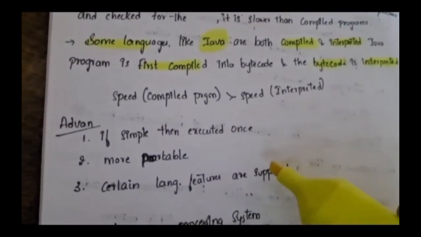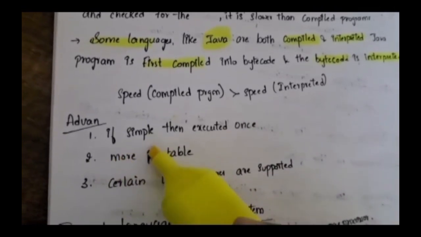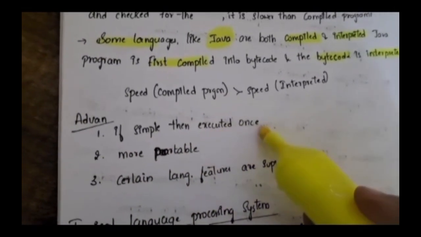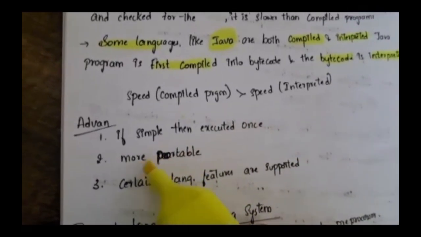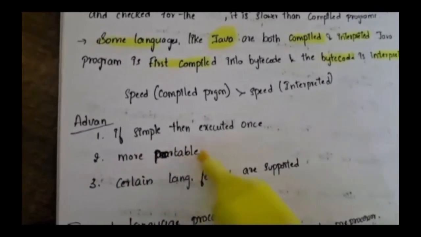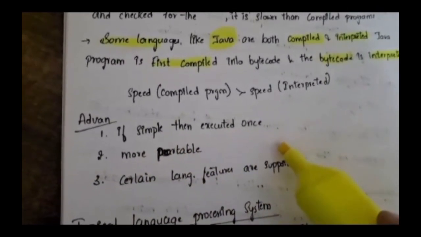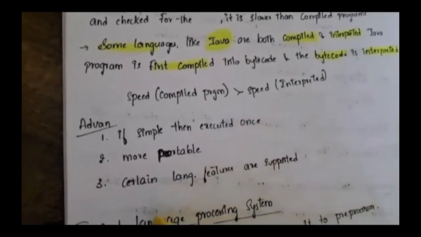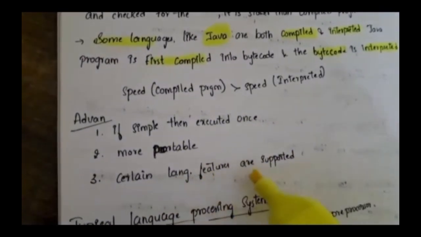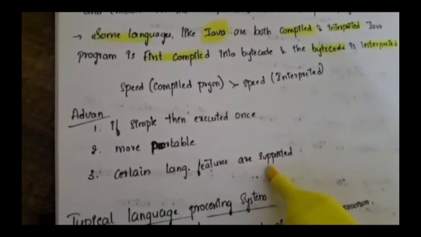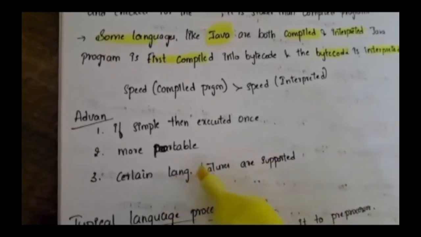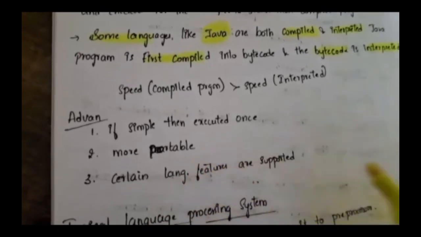Now, speaking about the advantages: if the code is very simple, it will be executed at once. And the interpreter is more portable when compared to the compiler. And for certain language features, this is supported. Like for Python and others, the interpreter is supported.